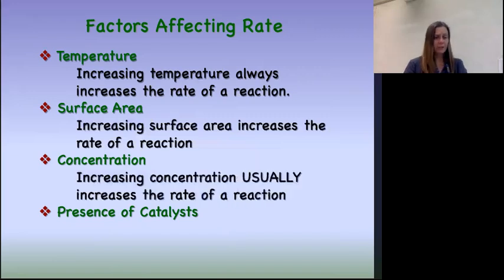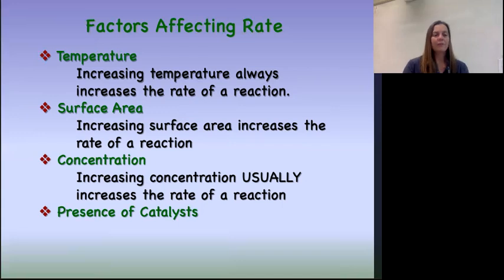Increasing concentration. So when we increase concentration, this is usually going to increase the rate of a reaction. And we'll talk about when we start determining reaction rates why it doesn't always. But generally speaking, increasing concentration is going to increase the rate of a reaction.